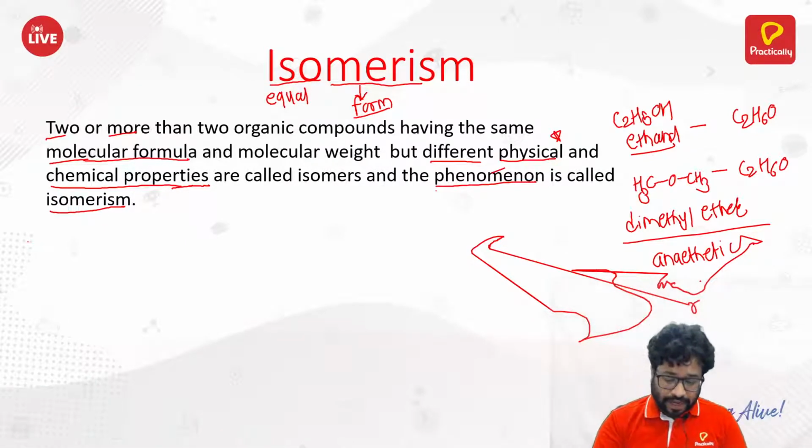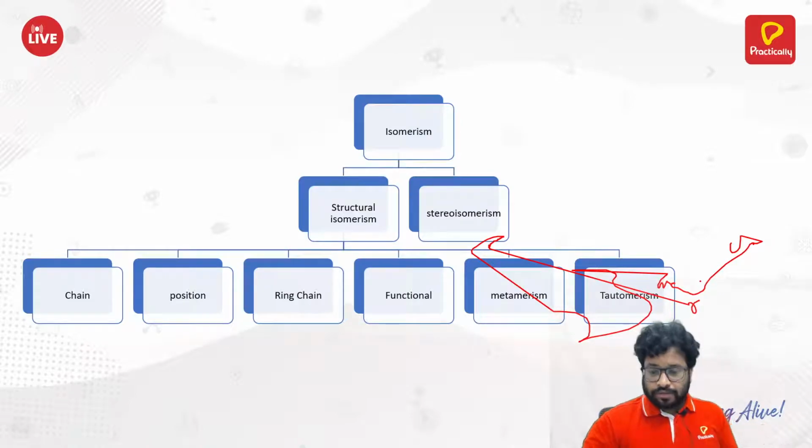So, moving ahead with this now. What are some of the types of isomerism?